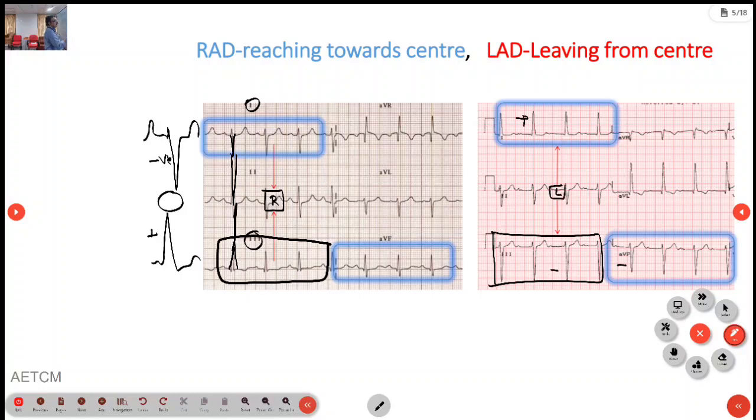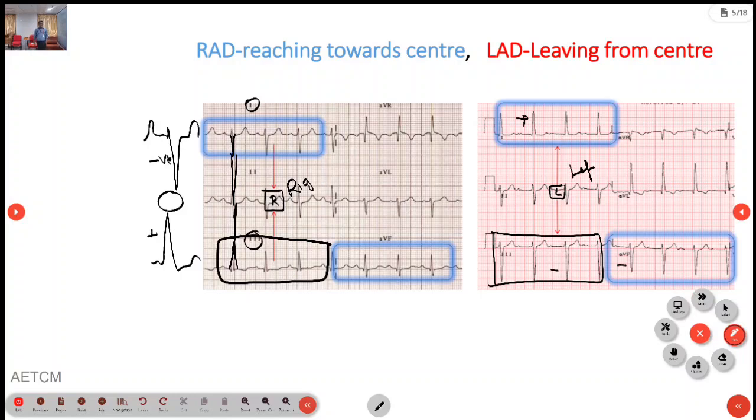They are leaving away from the center. So this is reaching towards center. That's why we can remember it like that. Right axis deviation. Right axis deviation. This is left axis deviation. So right axis and left axis deviation.